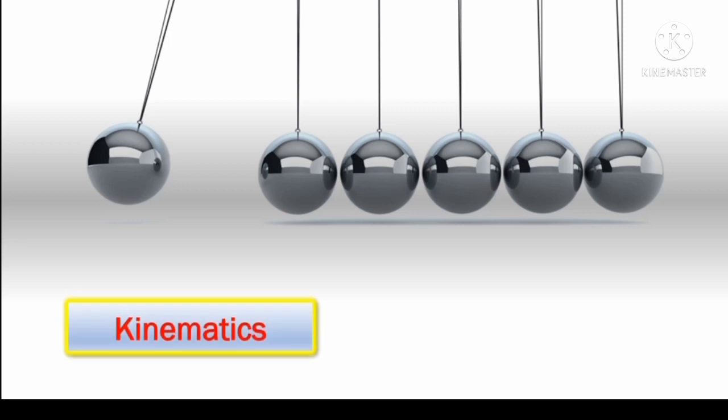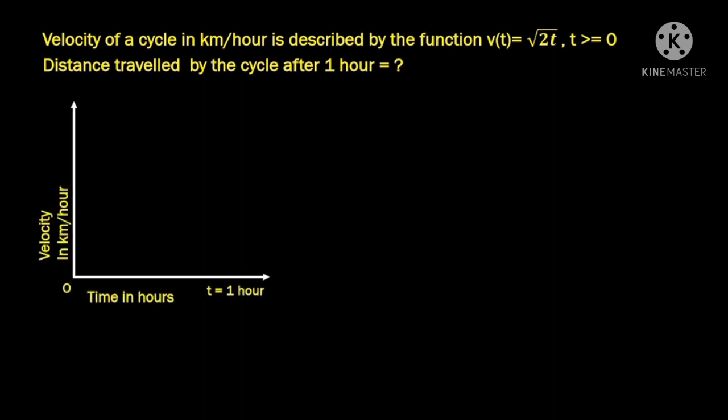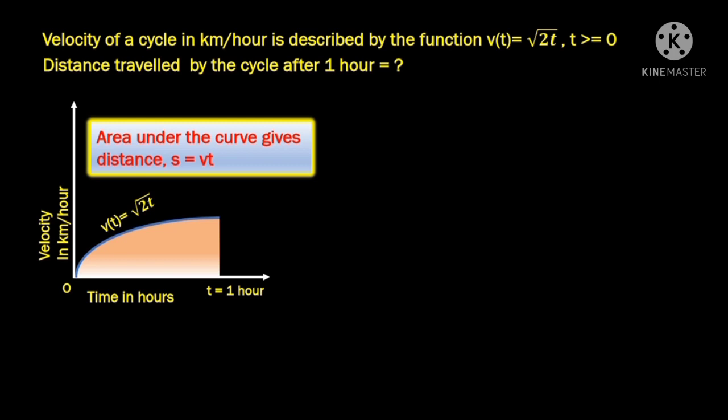So friends, let's consider the motion of a cycle whose velocity is given by the function v of t equal to square root of 2t. So friends, what would be the distance travelled by this cycle after 1 hour? Well, we know that the area under the velocity time graph will give us the product of velocity and time, which is nothing but the distance that this cycle has travelled.